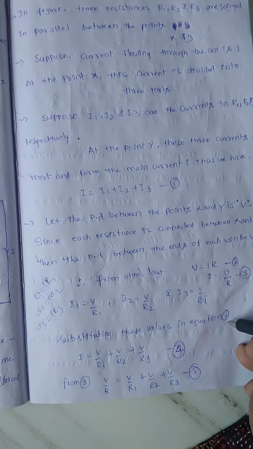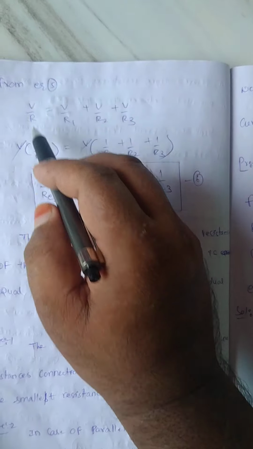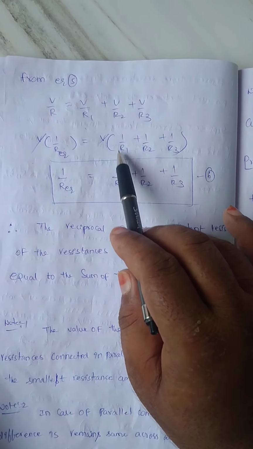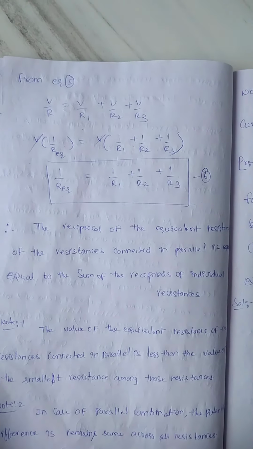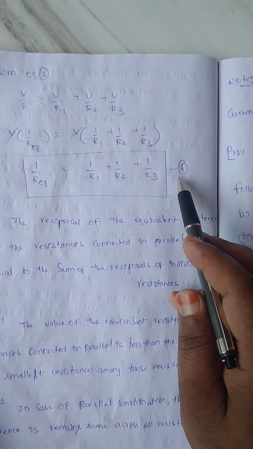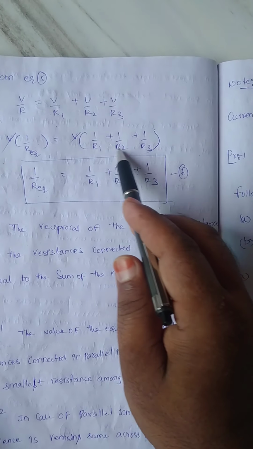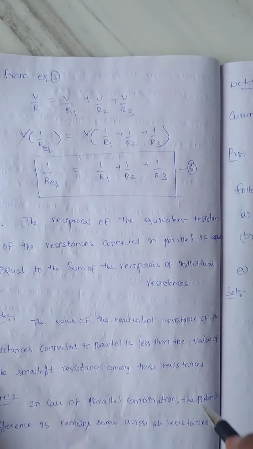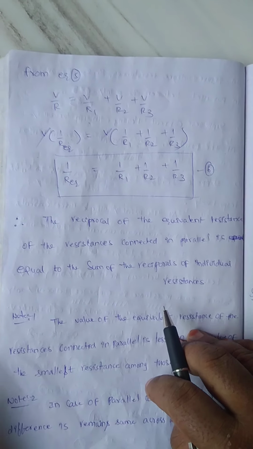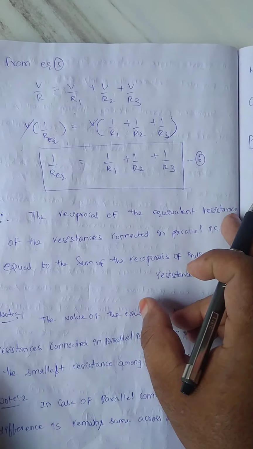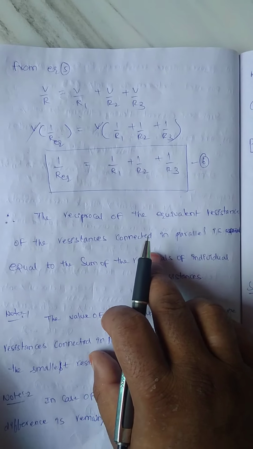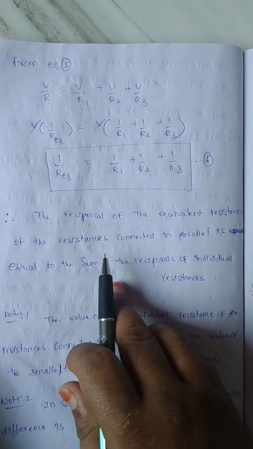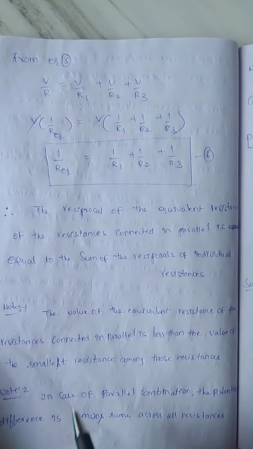See next, from equation 5, V by R equal to V by R1 plus V by R2 plus V by R3. So 1 by R equivalent equal to 1 by R1 plus 1 by R2 plus 1 by R3. It is the derived formula for when resistors are connected in parallel. Hence the reciprocal of the equivalent resistance of the resistances connected in parallel is equal to the sum of the reciprocals of the individual resistances.